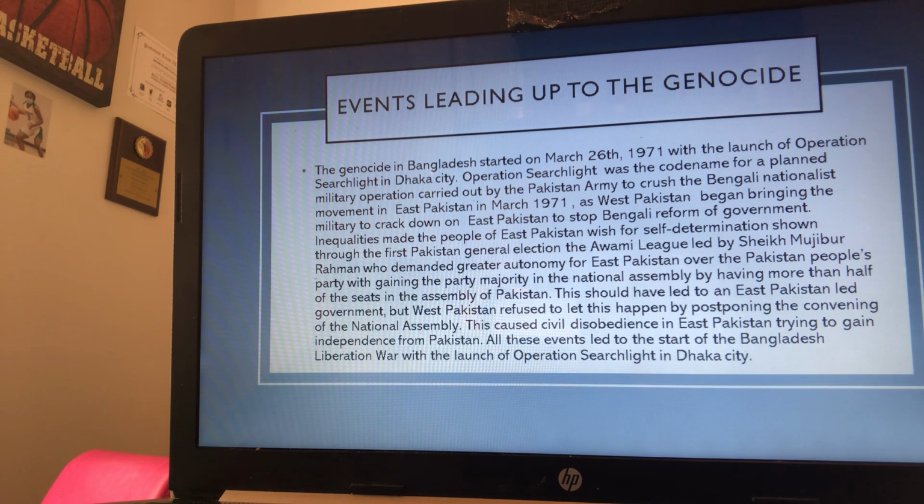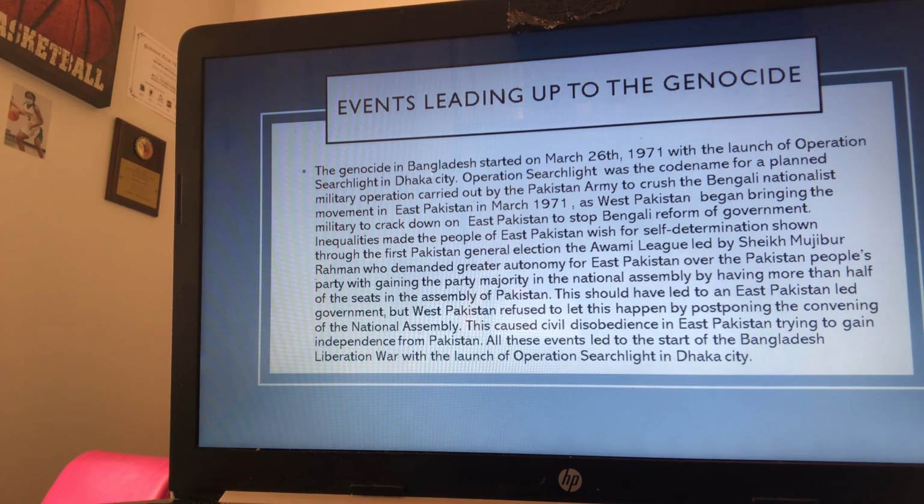This should have led to an East Pakistan-led government, but West Pakistan refused to let this happen by postponing the convening of the National Assembly. This caused civil disobedience in East Pakistan, trying to gain independence from Pakistan. All these events led to the start of the Bangladesh Liberation War, with the launch of Operation Searchlight in Dhaka City.